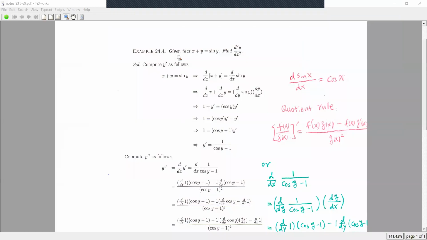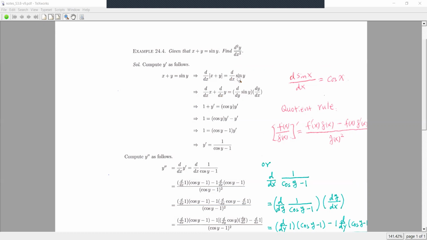Example 4. Given this equation, find the second derivative of y. Namely, take the derivative twice on y. This is the given equation. Take the derivative on both sides, then I have this equation. Apply the summation formula to this derivative. Then this derivative is this sum.